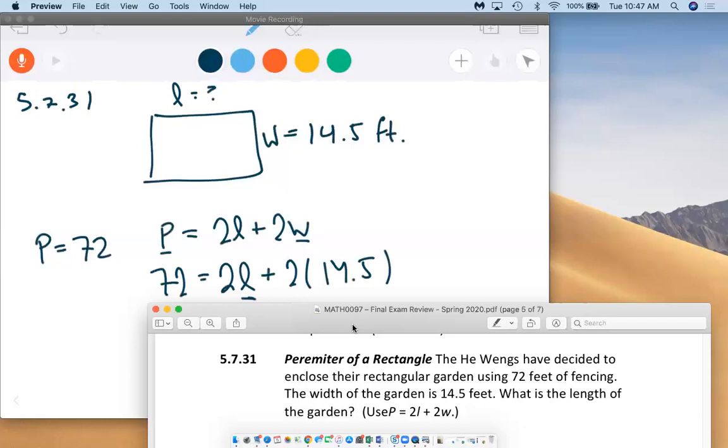The first thing we need to do is multiply this number. When we multiply 2 times 14.5, we get 29. So we have 72 equals 2L plus 29. Now we need to get this all by itself. That means we need to get rid of this on this side. In order to do that, we need to subtract 29, and whatever we do to one side, we have to do to both. So those cancel, and then 72 minus 29 gives us 43 equals 2 times L.